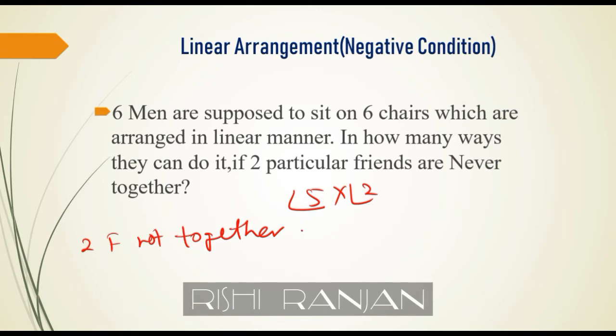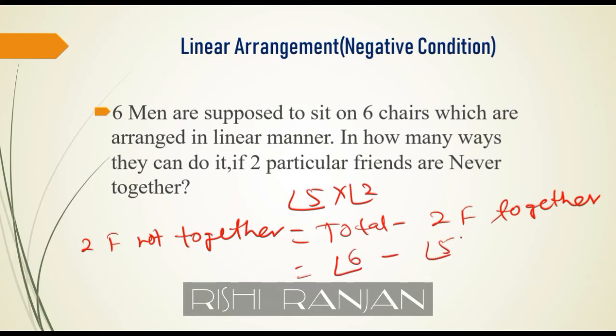Instead of calculating this one, what I will do, I'll calculate total minus two friends together. This will show that the two friends are not together. So total is factorial 6 minus factorial 5 into factorial 2. This becomes 720 minus 240, that is equal to 480. The answer will be same only, but this one is slightly easy to calculate.